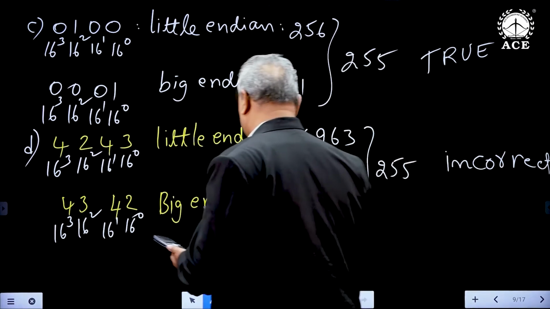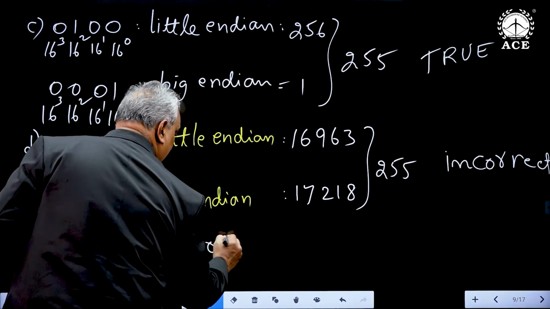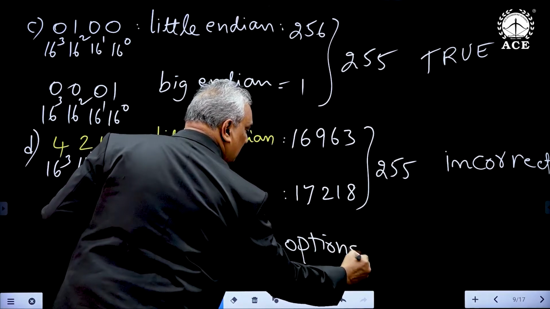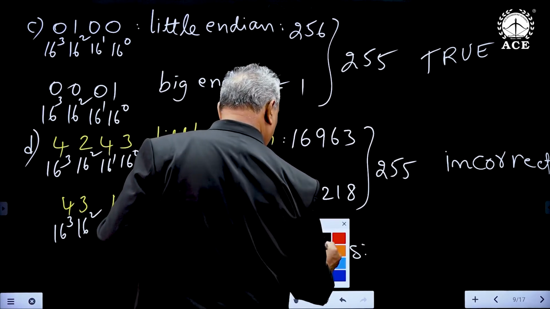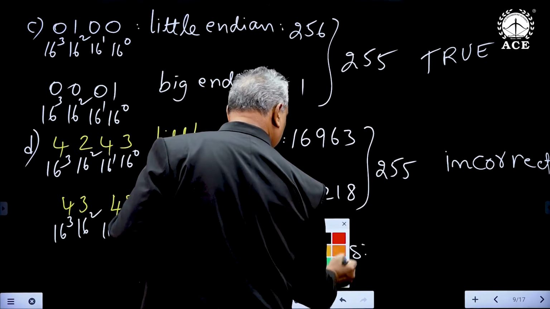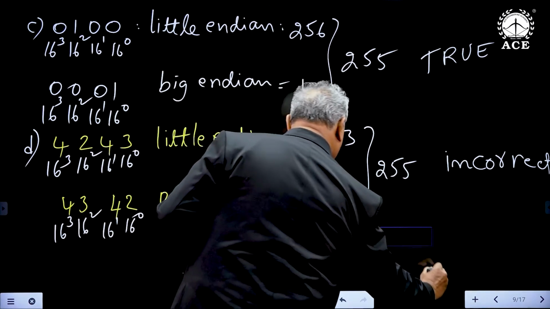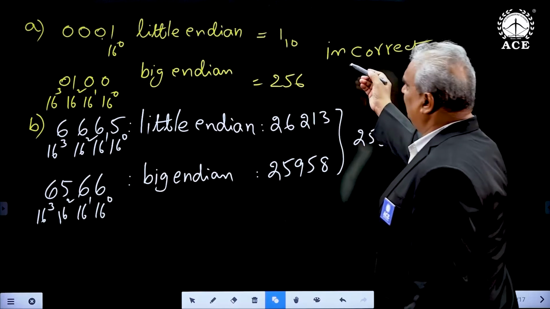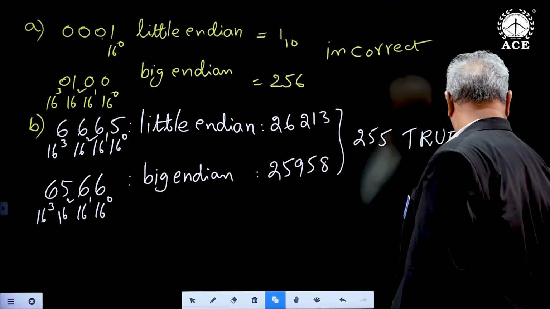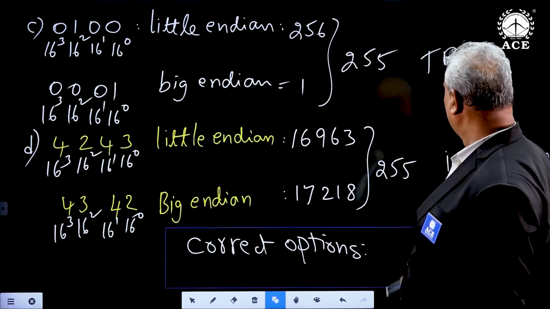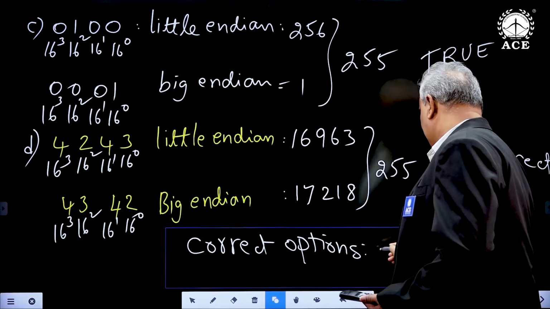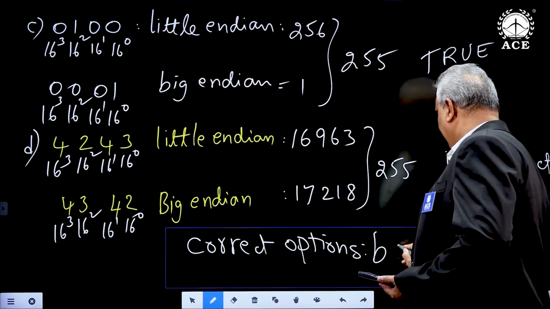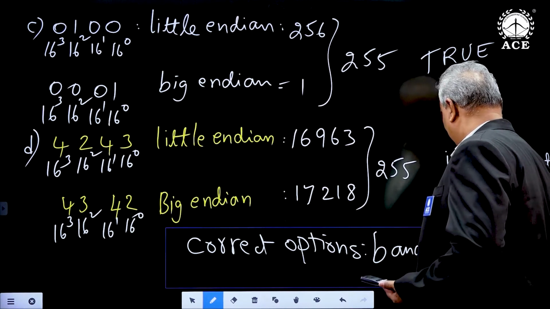So, what about the correct options? Correct options are like this. Observe once again. A is incorrect, B is correct, C is correct, D is incorrect. That's why the correct options are B and C.